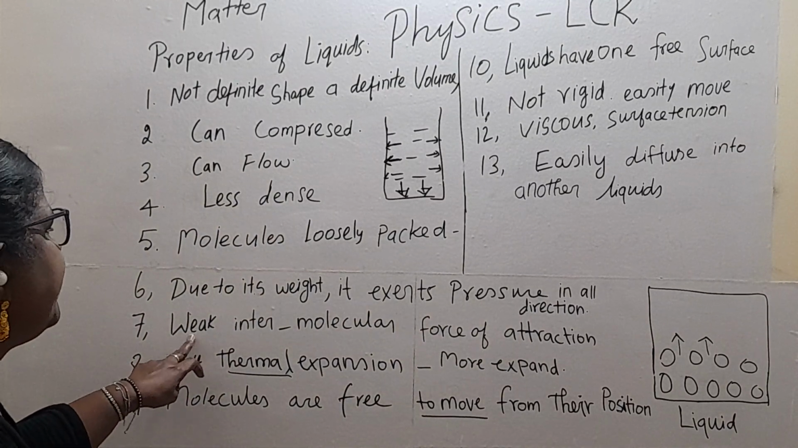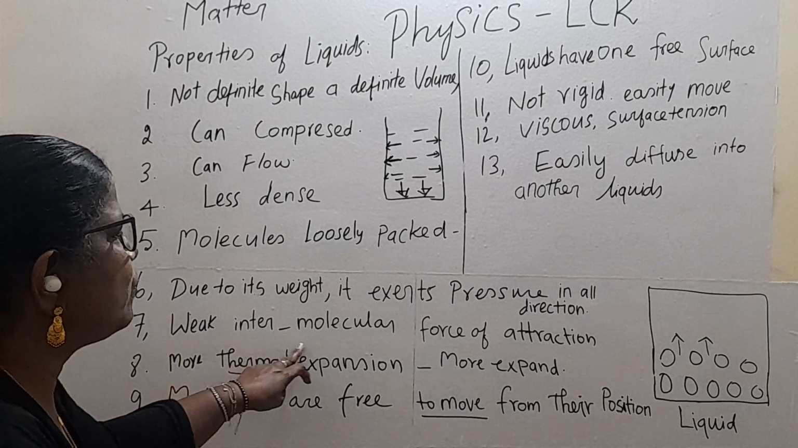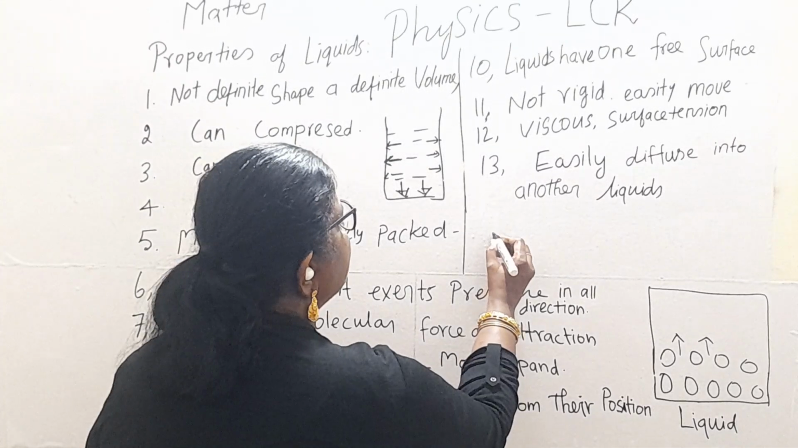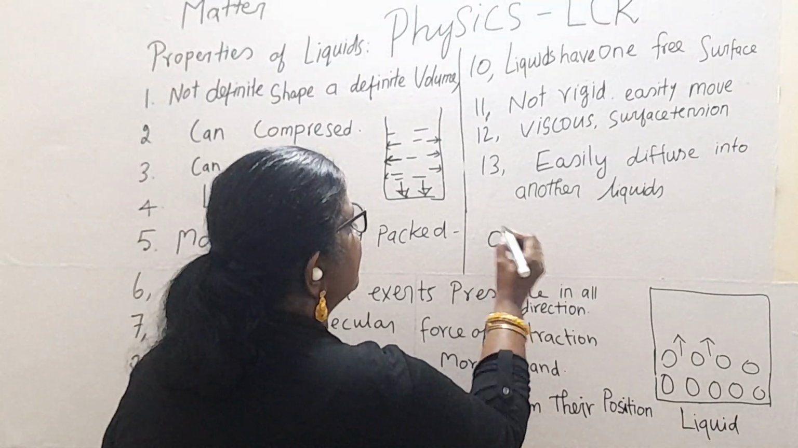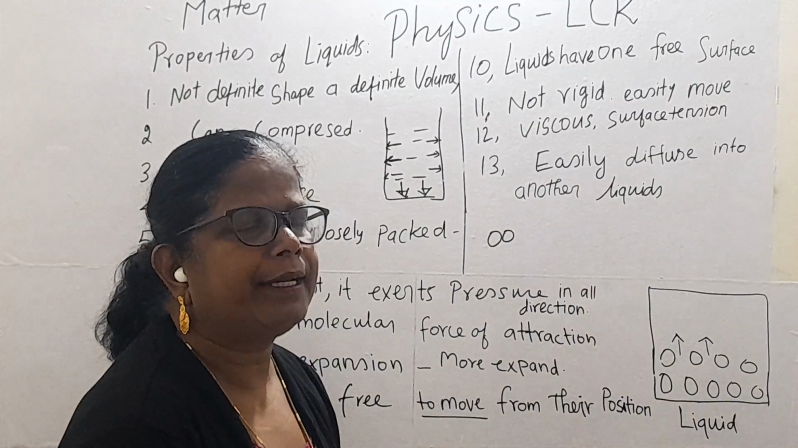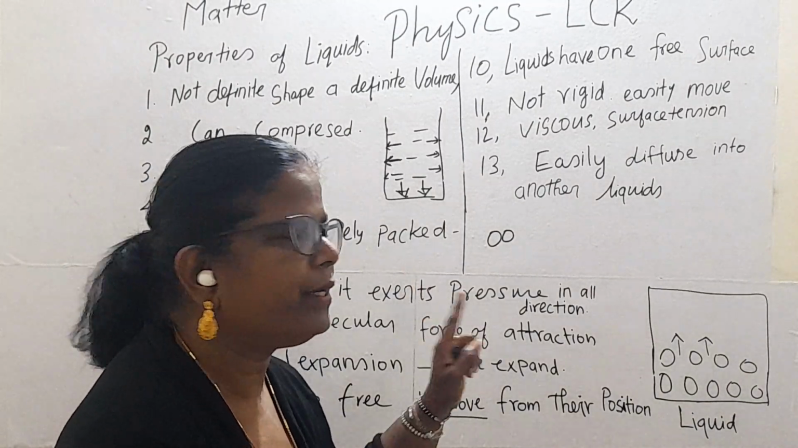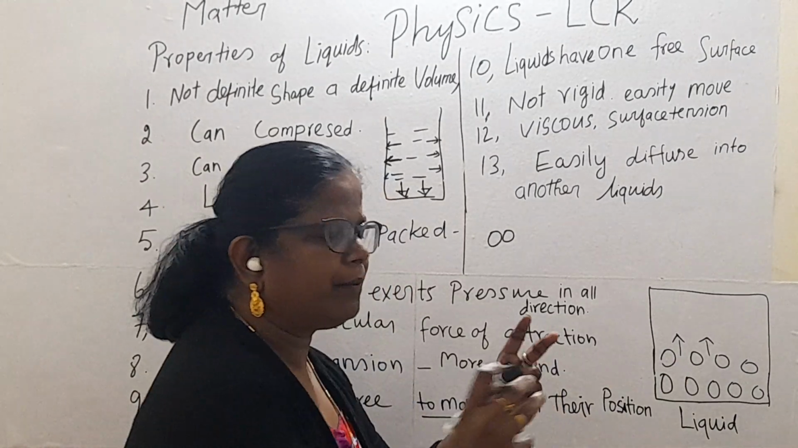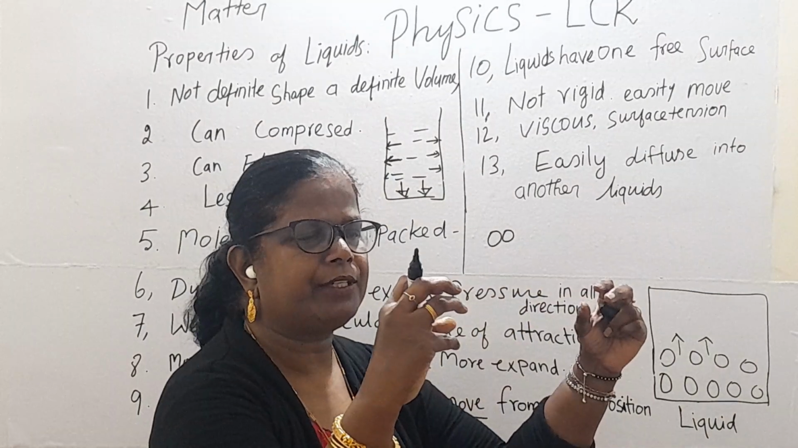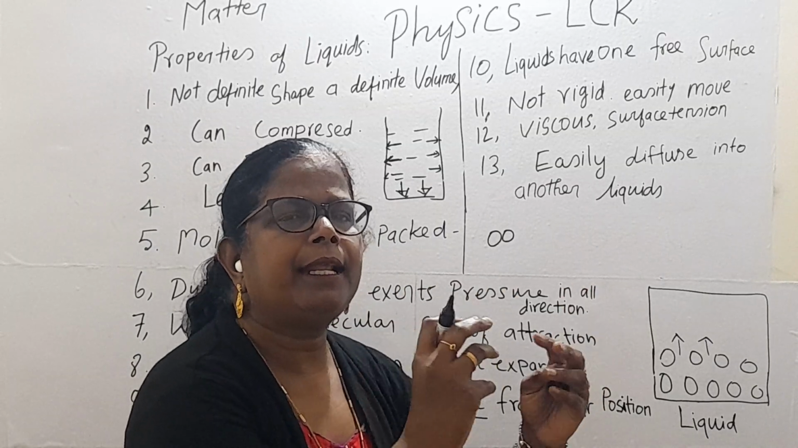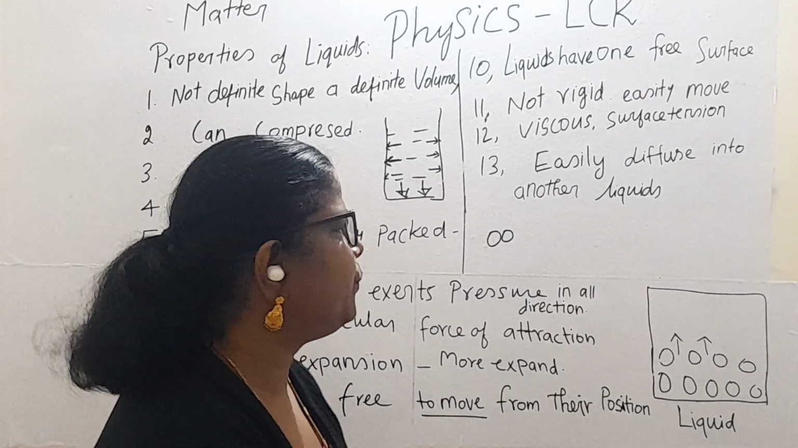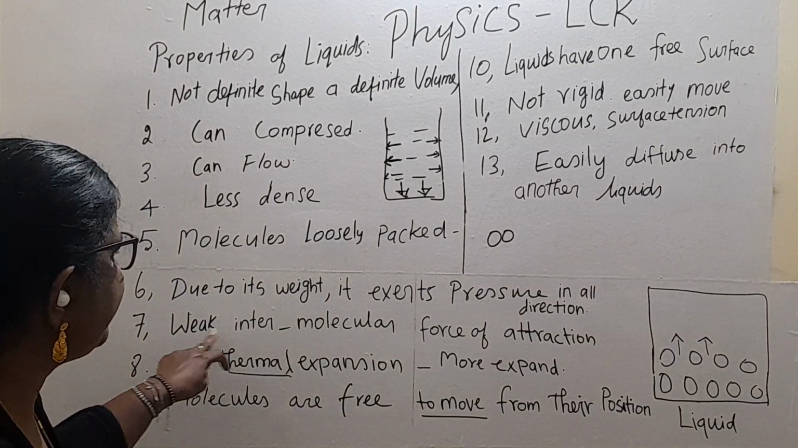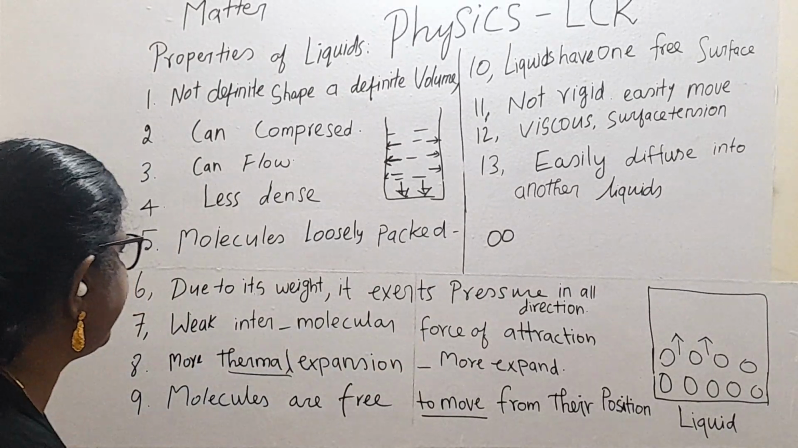Next one, it has a weak intermolecular force of attraction. Suppose the molecules are very close, then the intermolecular force of attraction is stronger. In solids it is stronger. Here there is space, the molecules are apart from each other. So that's why the intermolecular force of attraction is weak. So that is the seventh point, weak intermolecular force of attraction.